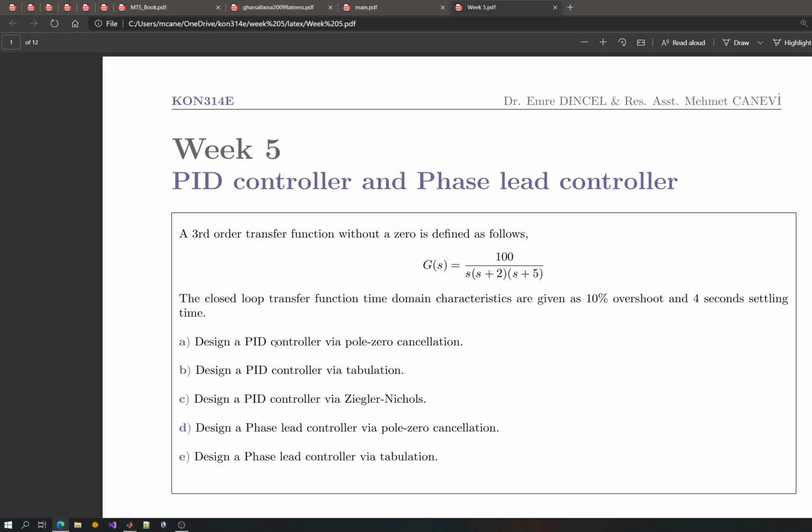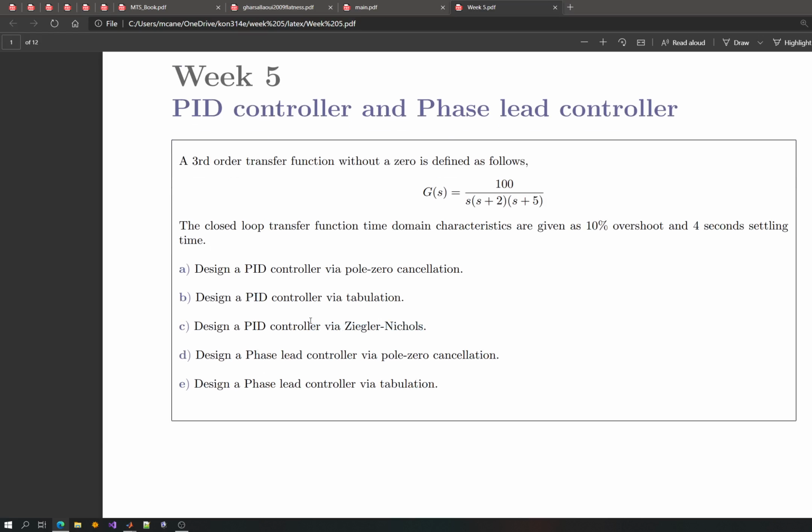Now, this second task is completed at this point. I will show you this Ziegler-Nichols thing here, and then you can just go ahead and look at this PDF for the phase lead controller via the pole zero cancellation and the tabulation, but it's the same thing repeated. But of course, phase lead controllers or phase lag controllers or different structures of controllers will have different properties that you should maybe evaluate and try to design and look what the differences are.